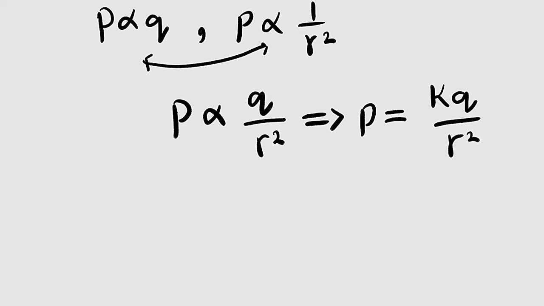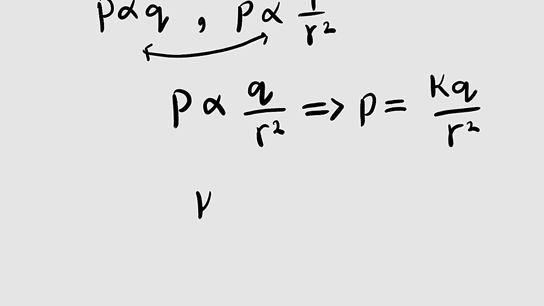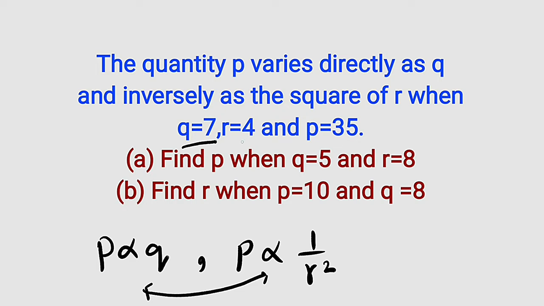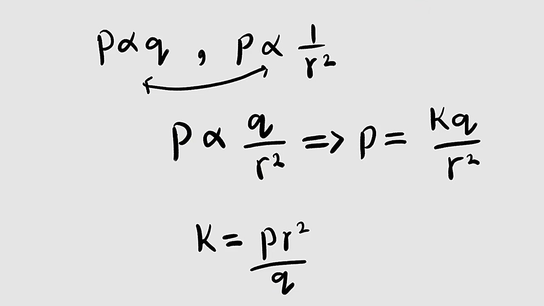So how can we find our constant K? K will now be equal to P multiplied by R squared divided by Q. To find this constant of proportionality, we are going to substitute the first condition when Q equal to 7, R equal to 4, and P equal to 35.